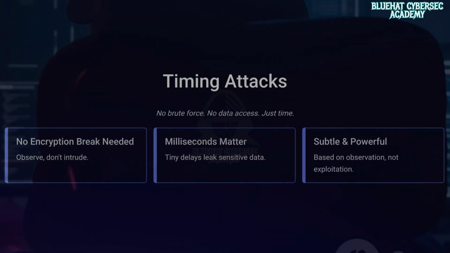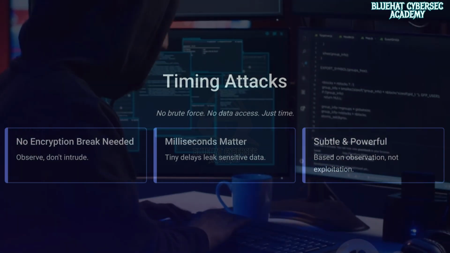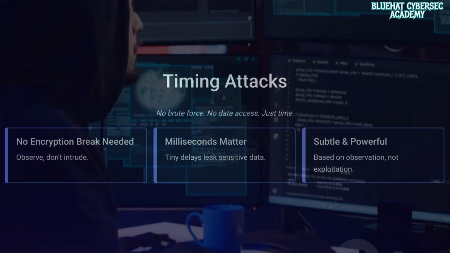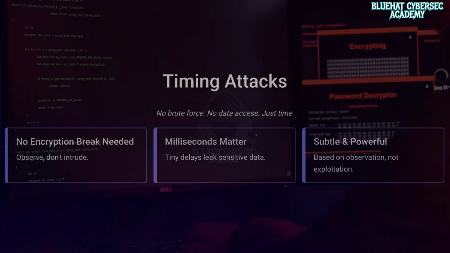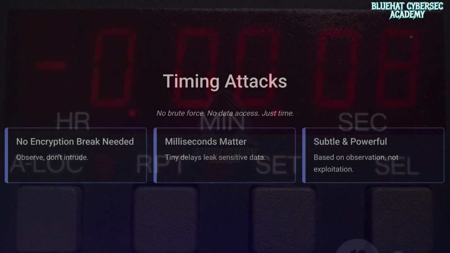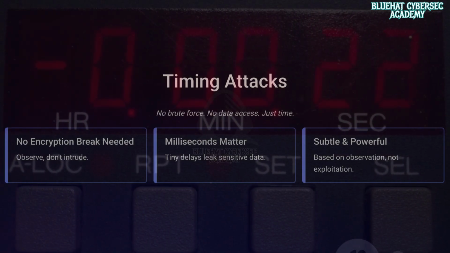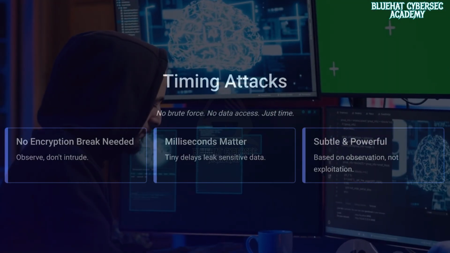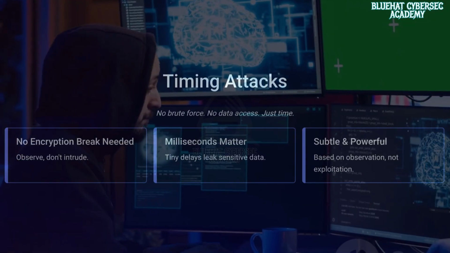All right, imagine this for a second. What if I told you, you don't need to break a system, you don't need to brute force anything, you don't even need to see the data, and yet you can still extract secrets just by measuring time? Sounds strange, right? But this is exactly what attackers do using something called timing attacks.